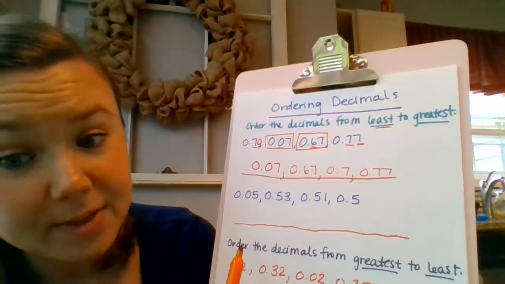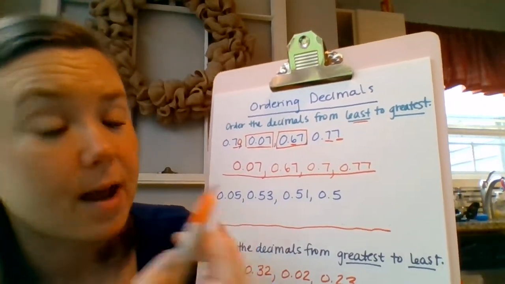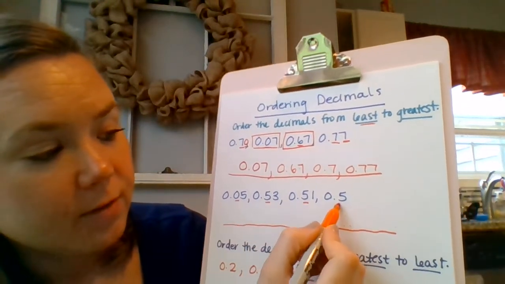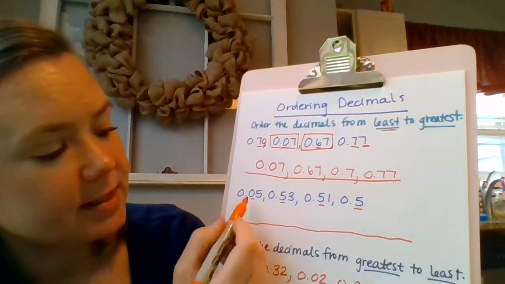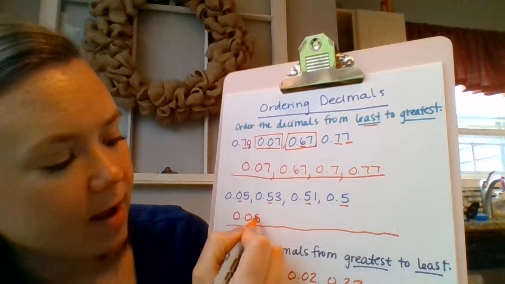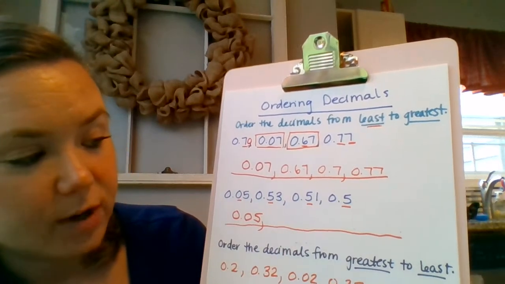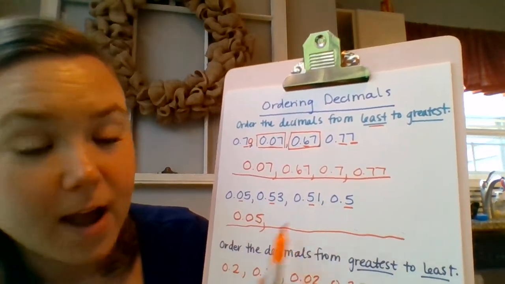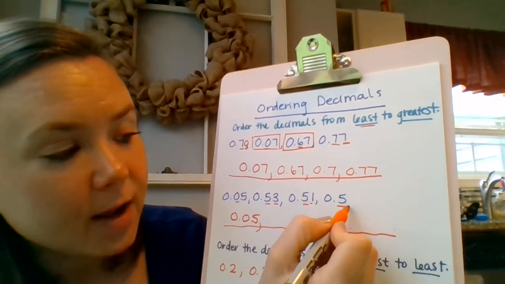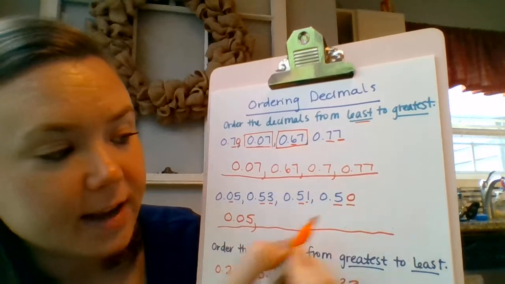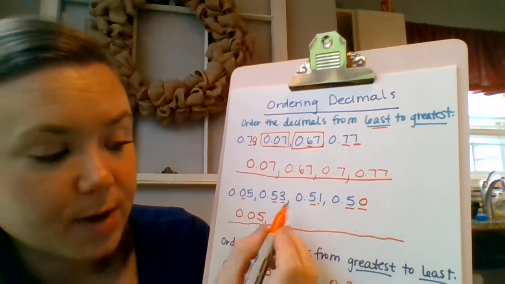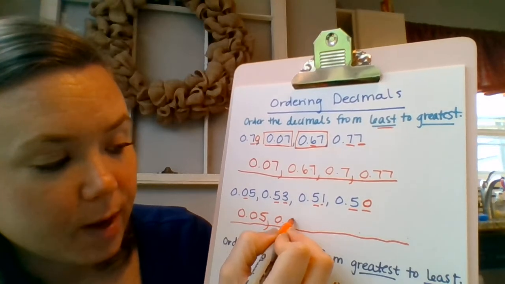All right, so I start in my tenths place and I look for the smallest number in the tenths place. I have 0, 5, 5, 5. All right, well, that kind of makes it easy. 0 is my smallest. So I'm going to put 0.05 or 5 hundredths first. Now, next I have 5, 5, 5. So I go over to the hundredths place and I look in my hundredths. Remember, you write a 0 here. And I say, which is the smallest? I have 3, 1, 0. Which is smallest? 0. So next comes 0.5.